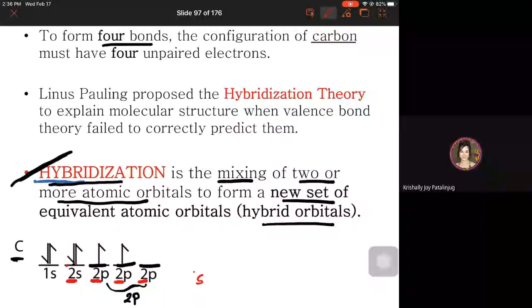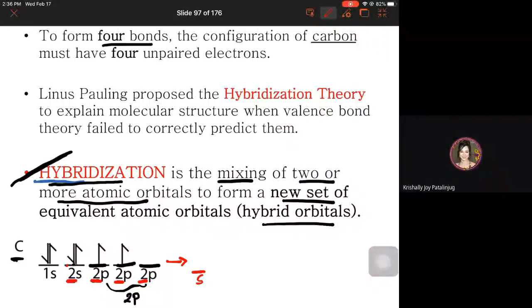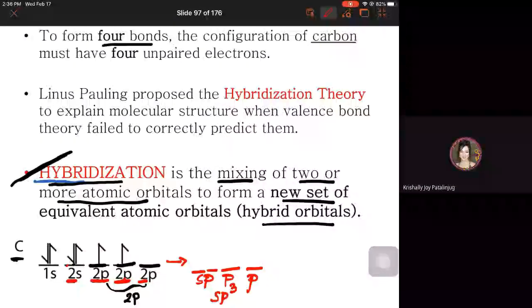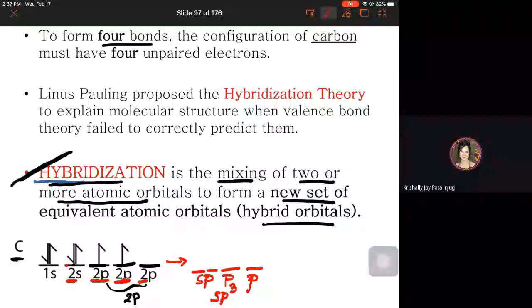So, magmimix tayo, isang S. Okay. Then, mix natin isang P. So another orbital yan. Kulang pa, kailangan natin ng 4. So, isa pang P. Ayan, isa pang P. Then, yung last na P. Kung simplify natin yung orbital na to, this is already sp3. Kung i-simplify natin, isang S, 3 yung P, so sp3.